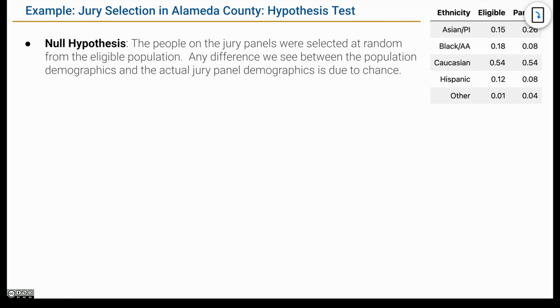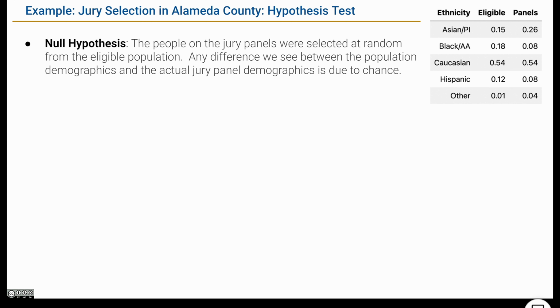Okay, so let's set up our null so that we say that the people on the jury panels were selected at random from the eligible population. So any difference in ethnicity that we see between the eligible population and the jury panel is just due to chance.